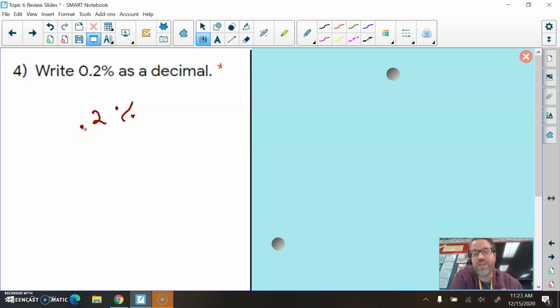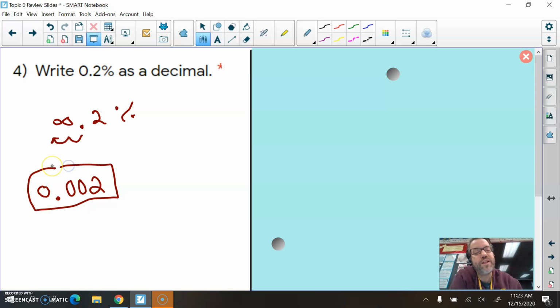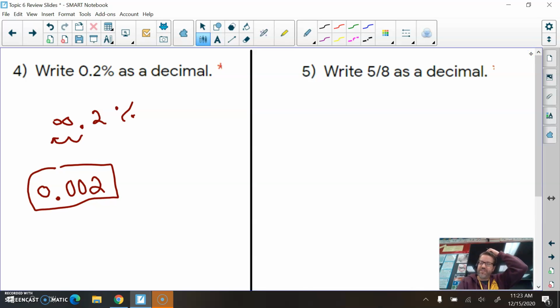Every time you move 1 space, you're dividing by 10. So whoop, whoop, move 2 spaces to the left, fill those spaces with zeros. Our decimal equivalent is 0.002. I like to put a 0 out in front of that as well. 2 thousandths, 2 out of 1,000. Okay, easy, right? Number 5, write 5/8 as a decimal.